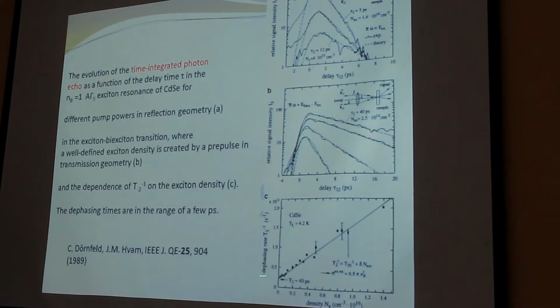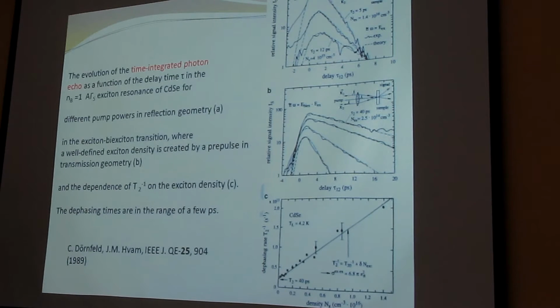And you see here at low density the dephasing time can be relatively long. In this case it's 40 picoseconds. It's a little bit surprising for me. I would have expected something closer to 10 picoseconds or so. But if you increase the density of excitons, they scatter, and the dephasing rate increases. This means the dephasing time decreases.